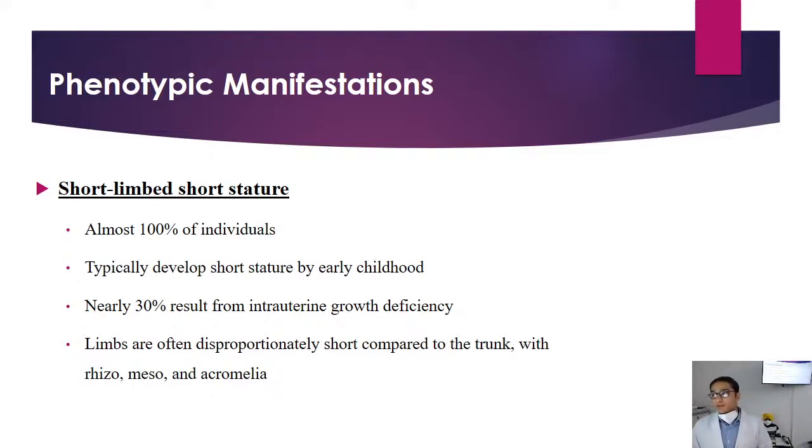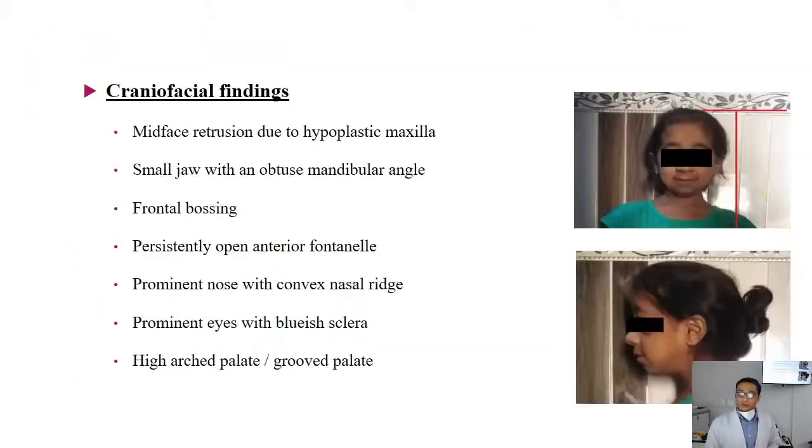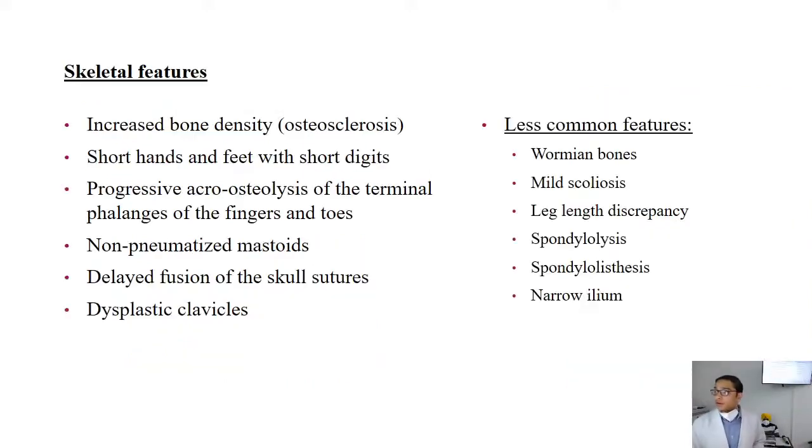They typically develop short stature by early childhood, and nearly 30% of this results from intrauterine growth deficiency. The limbs are often disproportionately short compared to the trunk, with rhizomelia, mesomelia, or acromelia. In the craniofacial findings, the patients usually have a mid-face protrusion due to hypoplastic maxilla, small jaw with an obtuse mandibular angle, frontal bossing, persistently open anterior fontanelles, prominent nose, blue sclera with proptosis, and a high arched palate.